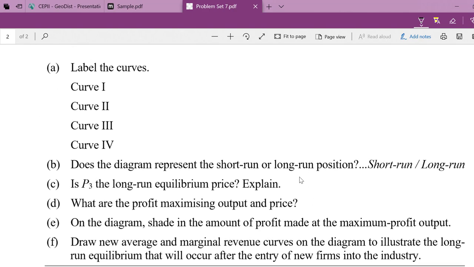Now, draw new average and marginal revenue curves on the diagram to illustrate the long-run equilibrium that will occur after entry of new firms into the industry. Remember, this is monopolistic competition, and entry is free, and exit is free too. So you don't have to resell everything that you bought. You just stop paying the rent, you exit.